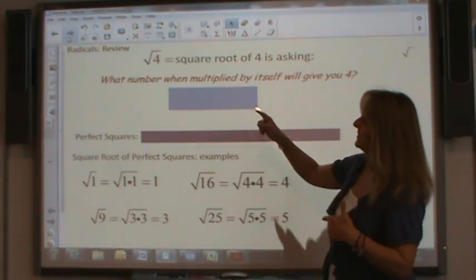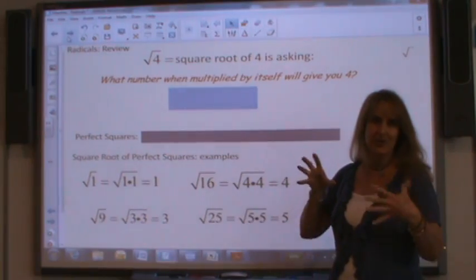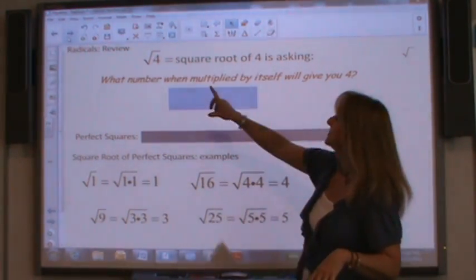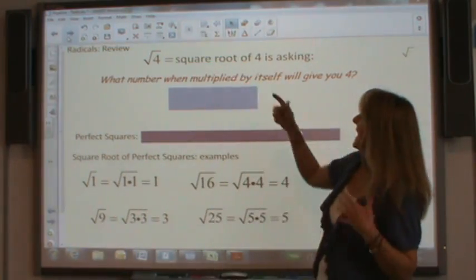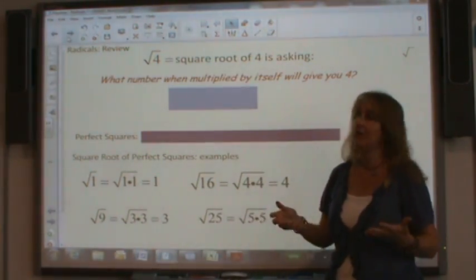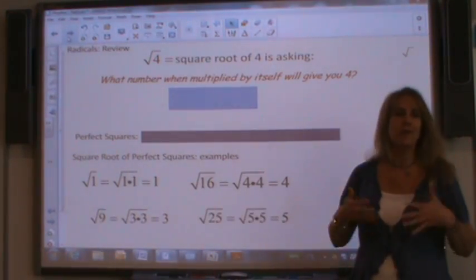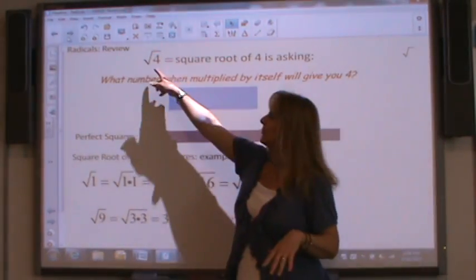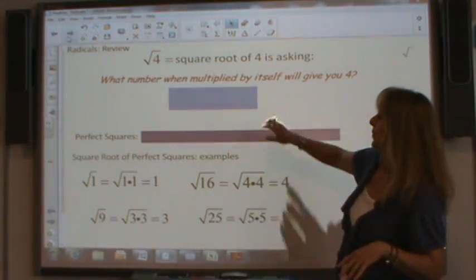Afternoon. Today we're going to just talk about radicals. We're going to review a little bit about radicals. So for example, the square root of 4 is actually asking what number when multiplied by itself will give you 4. That's the question that they're actually asking you.